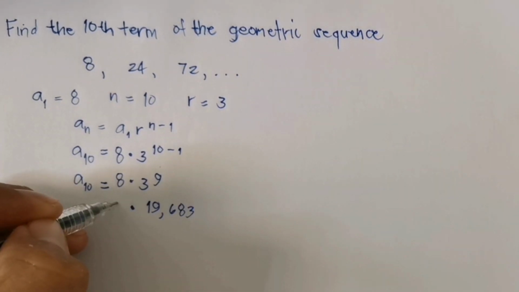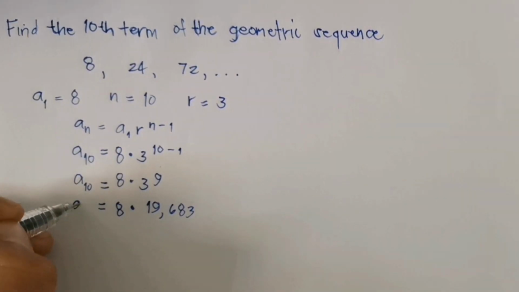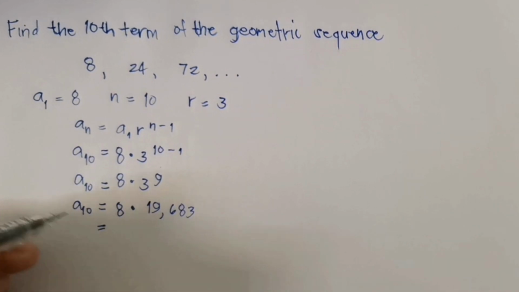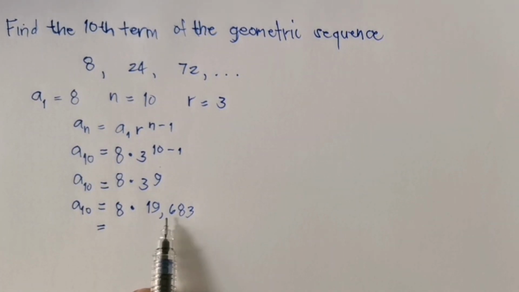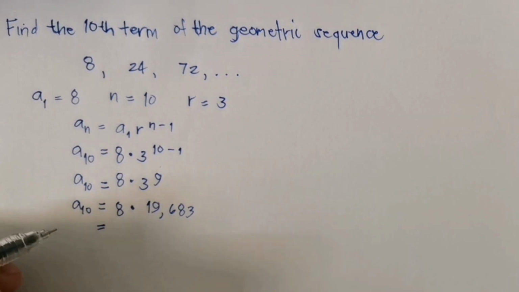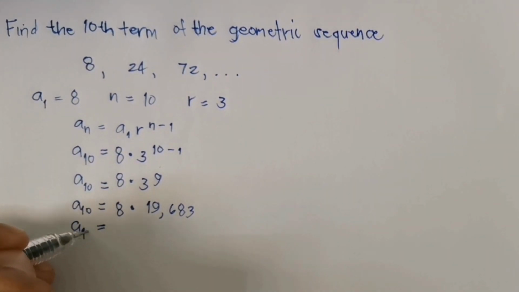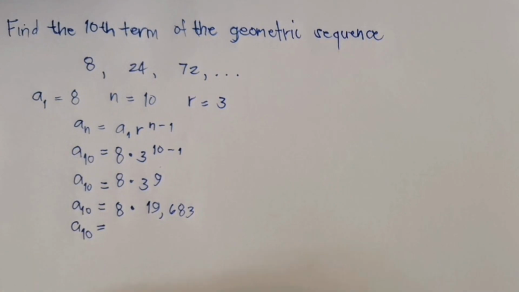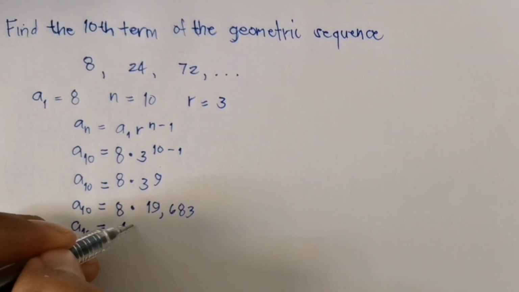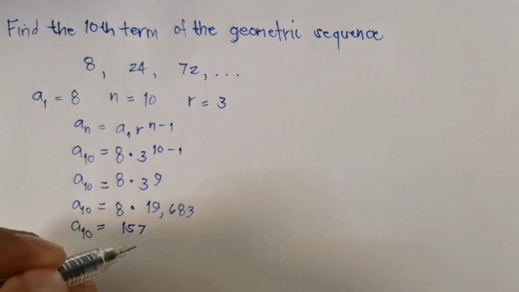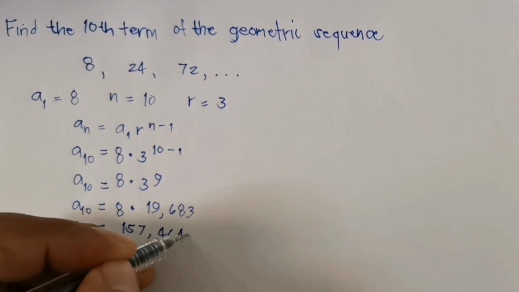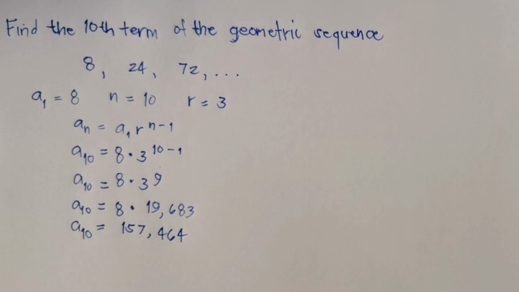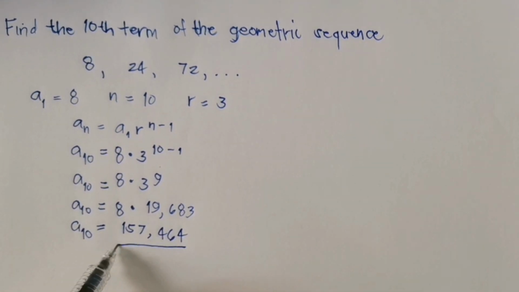Times 8. Then afterwards, we multiply 8 by 19,683. We can have the 10th term of this geometric sequence as 157,464. So this is the 10th term.